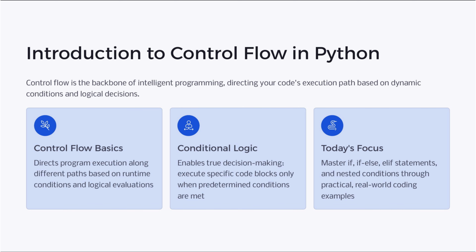Control flow is essential for directing program execution based on conditions. It allows decision-making by executing code blocks only when specific conditions are met. We'll explore mastering if-else, elif statements, and nested conditions with practical examples, enhancing your ability to create intelligent, dynamic programs.